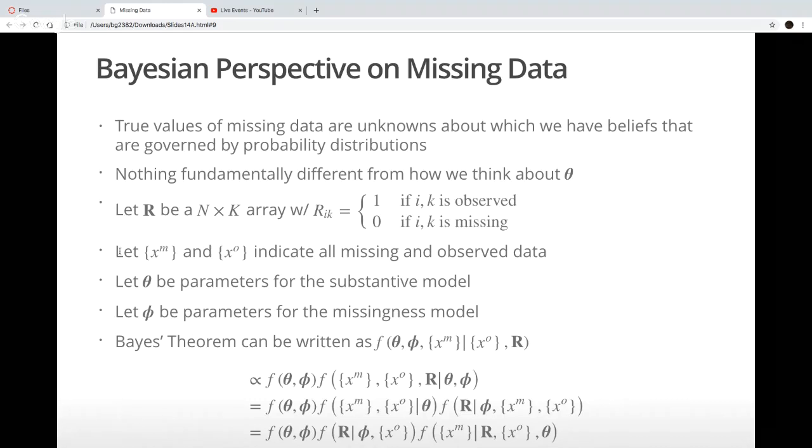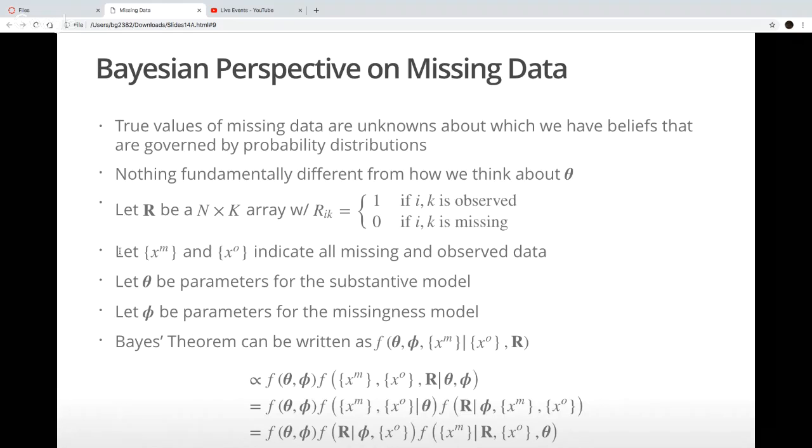So along with the reading from Van Buren, we'll define R as a two-dimensional array with n rows and k columns. N is the number of observations. K is the number of variables. And this is just going to be a binary matrix: 1 if the kth variable on the ith observation is observed, 0 if the kth variable on the ith observation is missing.